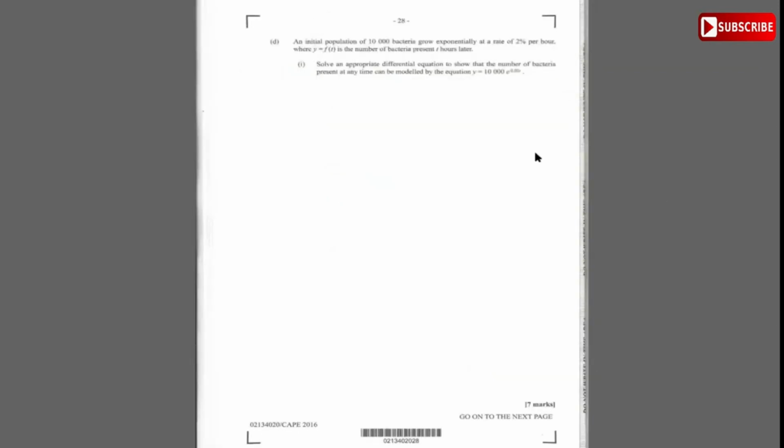All right, part D. Part D says an initial population of 10,000 bacteria grow exponentially. Let's read that again. An initial population of 10,000 grew exponentially at a rate of 2% per hour. So it is increasing exponentially at a rate of 2% per hour, where f(t) is the number of bacteria present t hours later. Solve an appropriate differential equation. Show that the number of bacteria present at any time is this.